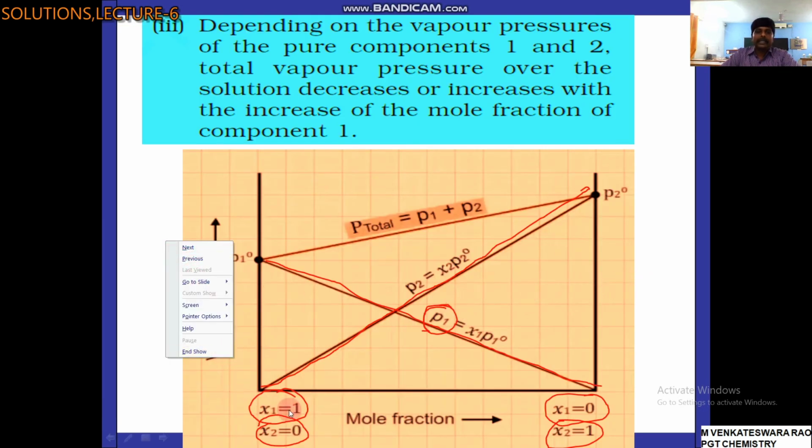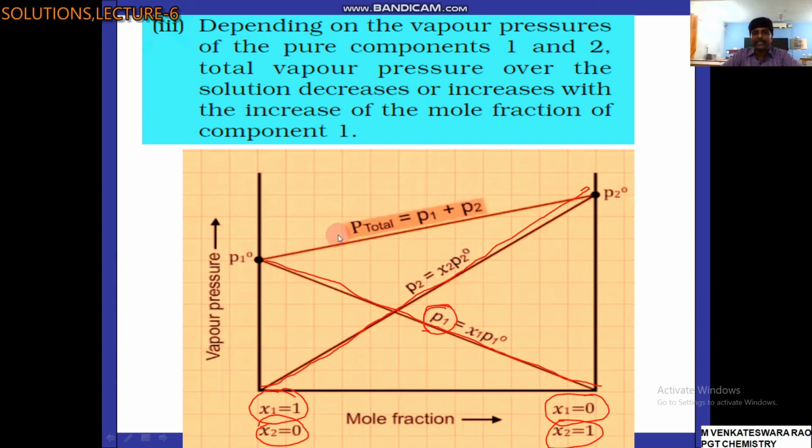Here x1 is equal to 1, x2 is 0, which means the total pressure is equal to P1 naught. In the case of x2 equal to 1, the total solution contains only the second component, so the total pressure is P2 naught. There is no other solute, only one type of solute, that is x2. So the partial vapor pressure is the total pressure. P2 naught is equal to the total pressure. So this is the total pressure equation: P total is equal to P1 plus P2.